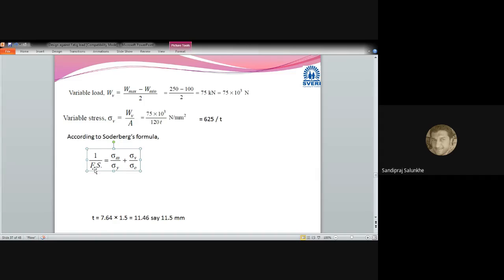So 1 over factor of safety we have calculated. Now we know sigma mean, we know yield stress, we know sigma average, and we know the endurance limit. So can we do the calculation and give me the answer, what will be the factor of safety in terms of T? The factor of safety is as already mentioned in the problem. Can you do this calculation?